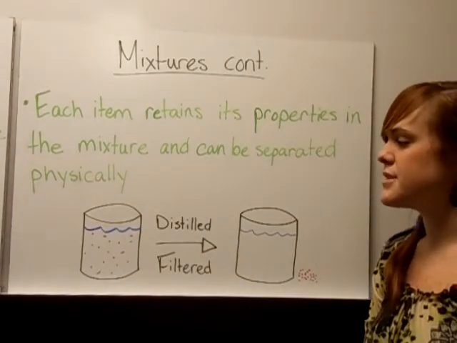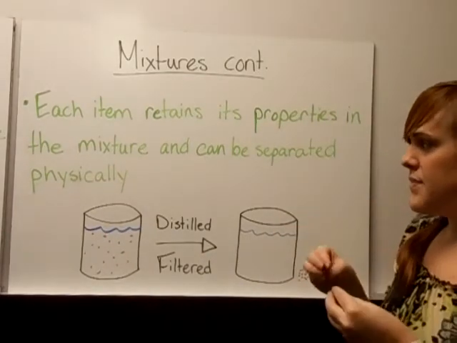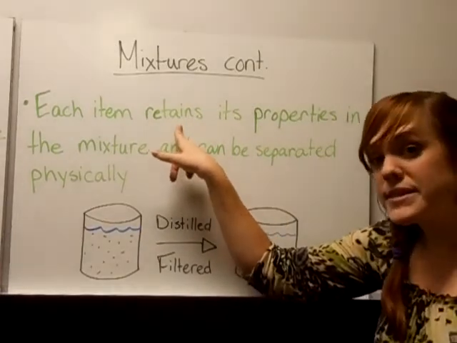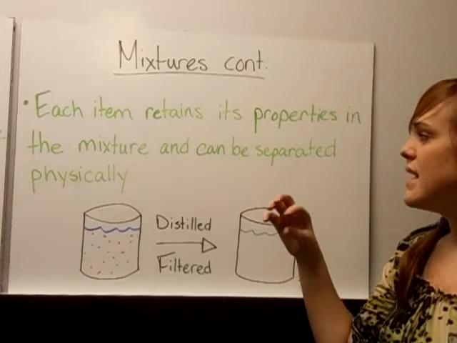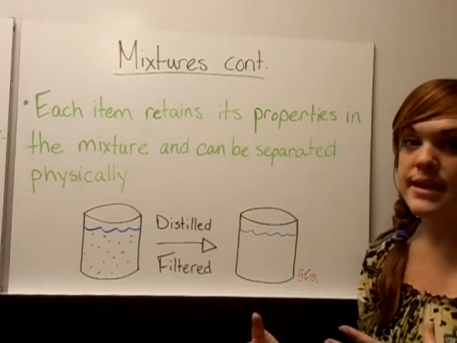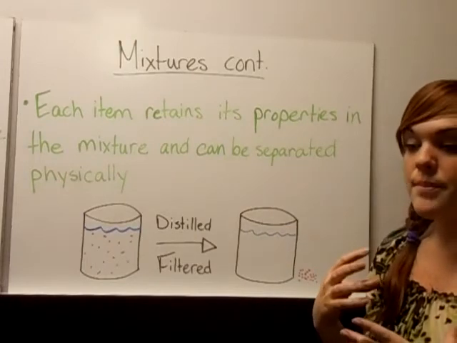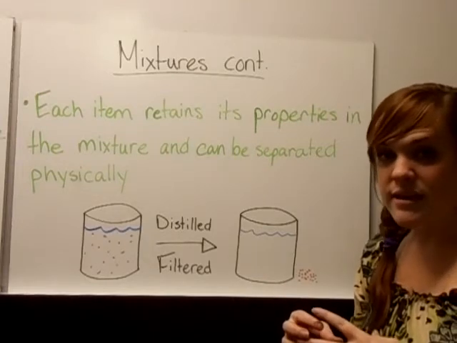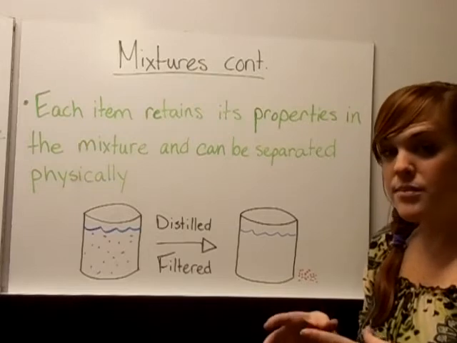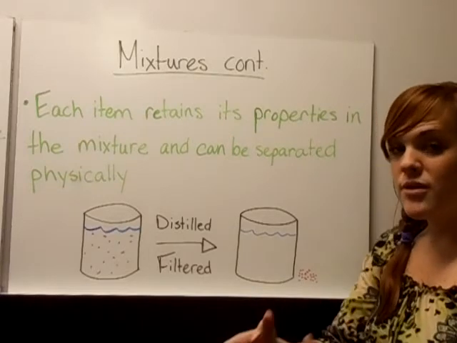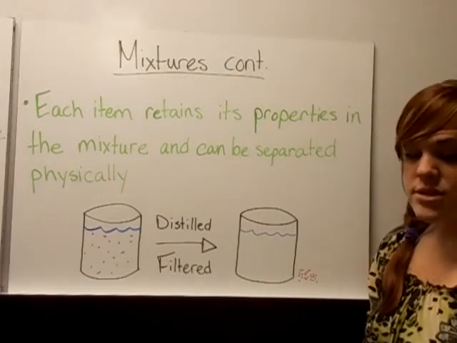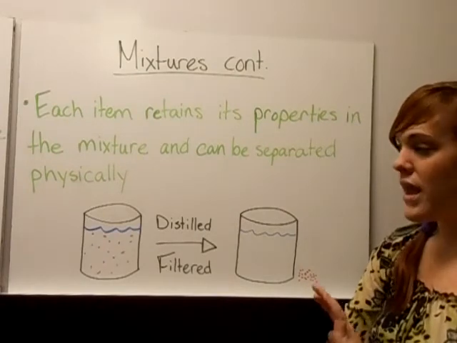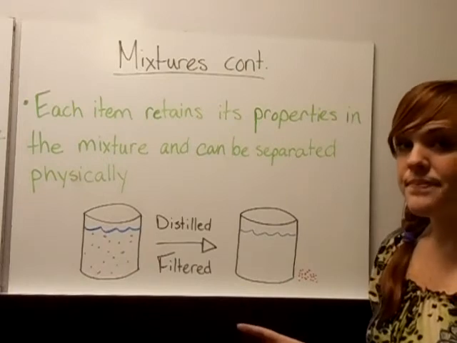One more thing about mixtures. When you mix something together, each item retains, that means keeps, its properties in the mixture and can be separated physically. So if you make trail mix, the items in your trail mix are not changing. You've made something different by making trail mix, but you can still separate the cereal pieces from the pretzels from the M&Ms. It's the same way with all mixtures.